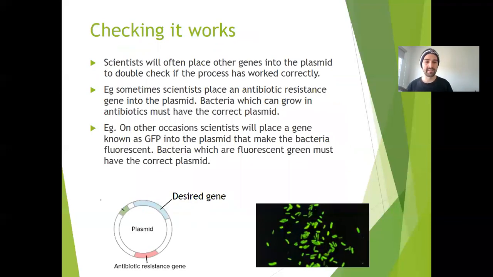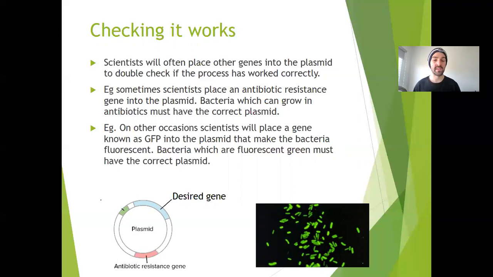Now, the problem with recombinant DNA is we don't always know how successful the plasmid is. Sometimes it really works well and the desired gene fits in the plasmid. Other times it doesn't work so well. So scientists will often put other genes into the plasmid to check if it actually works. So sometimes along with, let's say, the insulin gene, they'll also put a gene that will make the bacteria have resistance to antibiotics.